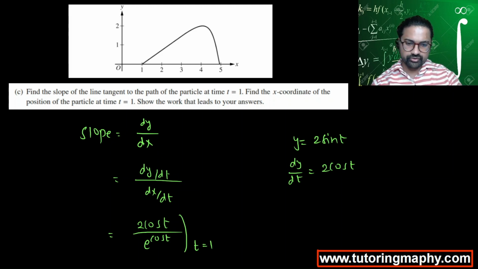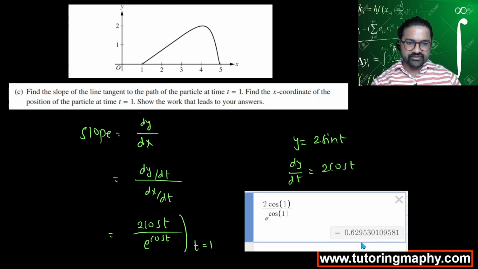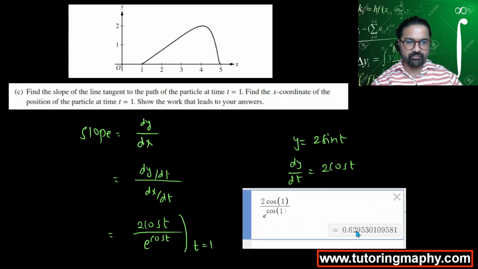Once again, please make sure that your calculator is in radian mode, otherwise you're going to get an incorrect answer. So I'm getting 0.6295. This is the slope. They asked to find the slope of the tangent line, and I think that's it.